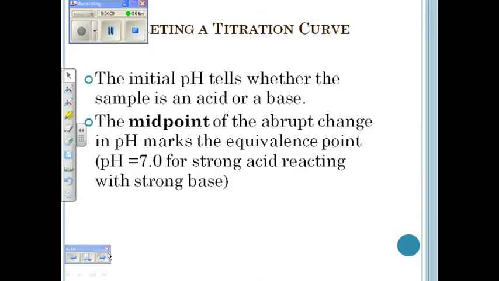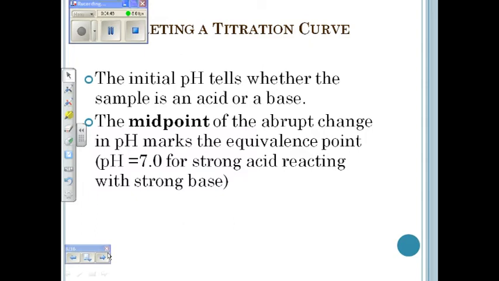So, a couple of points of significance. This is how you interpret your curve. The initial pH tells you whether the sample is an acid or a base. The midpoint of the abrupt change in pH marks the equivalence point. And we're going to learn what some of these equivalence points are.